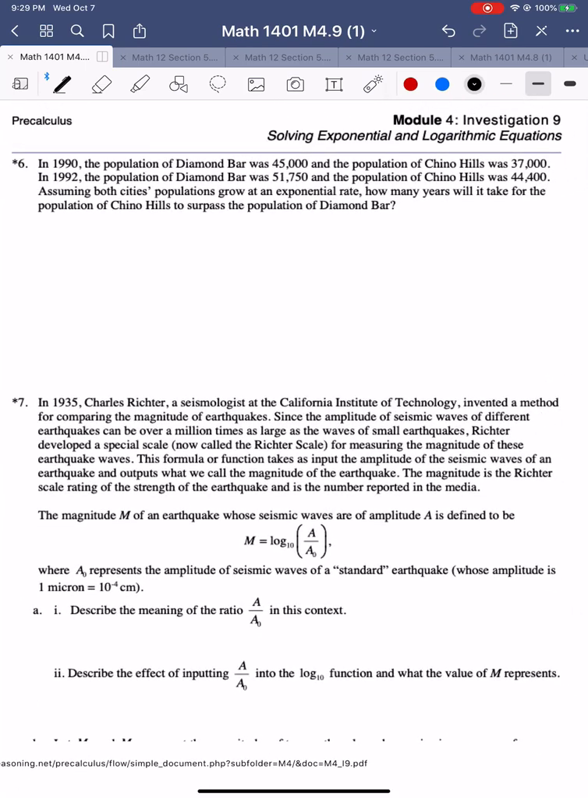So first of all, we have to figure out the growth rate. From 1990 to 1992, 2 years passed. So I want to use the 2 year period. Well, let me do them separately first, okay? Let me start with Diamond Bar. Diamond Bar 2 year growth factor, because it's increasing, will be from 45,000 becomes 51,750, so 51,750 divided by 45,000. Then I get 1.15.